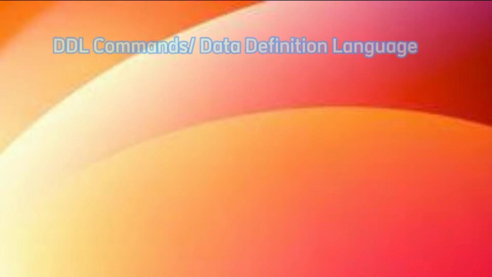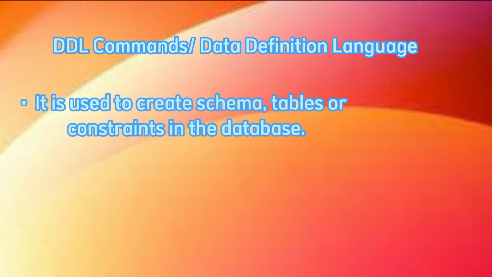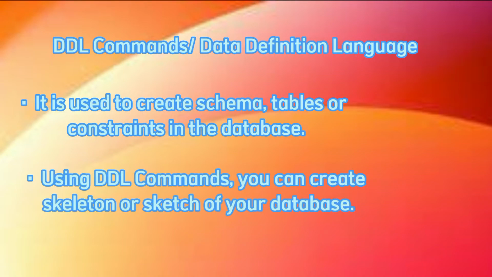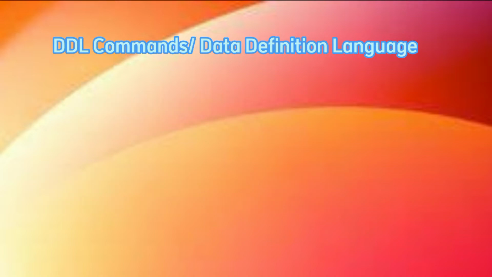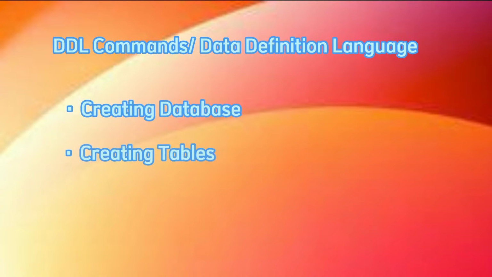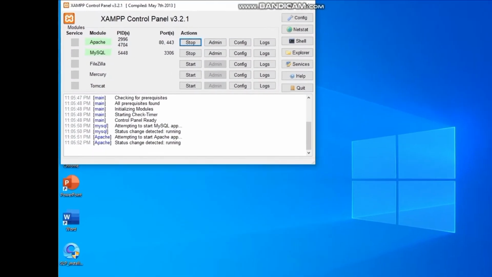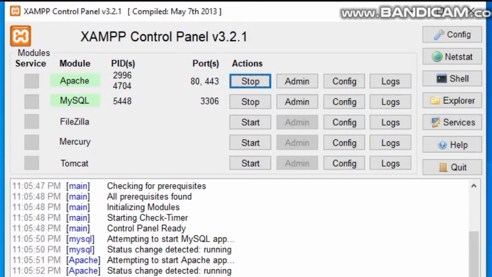So in creating database, we will be using DDL, or Data Definition Language. DDL is used to create schema, tables, or constraints in the database. Using DDL commands, you can create the skeleton of your database or sketch. Functions of DDL are creating database, creating tables, and altering tables. To start, you need to open XAMPP and then start the Apache and MySQL.